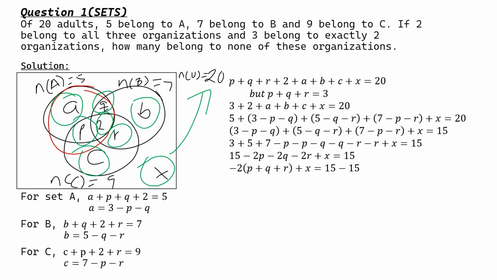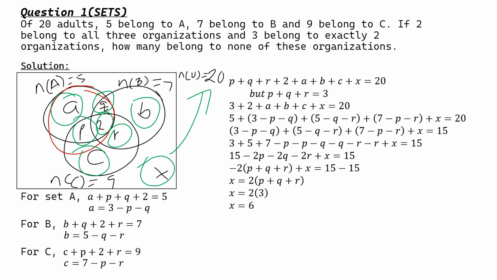So if we try to factor out -2 and have in brackets P plus Q plus R, then we can do something. We'll send the 15 to the other side and we have 15 minus 15. We have x equals, so when you have 15 minus 15, you get 0. When you send the -2 multiplying P plus Q plus R to the other side, we have a +2 multiplying P plus Q plus R. And we know P plus Q plus R equals 3. So x equals 2 times 3. Therefore, the number of people who belong to none of these organizations is 6.